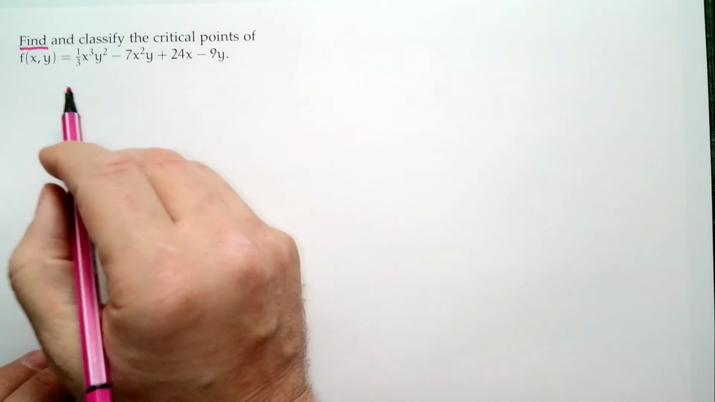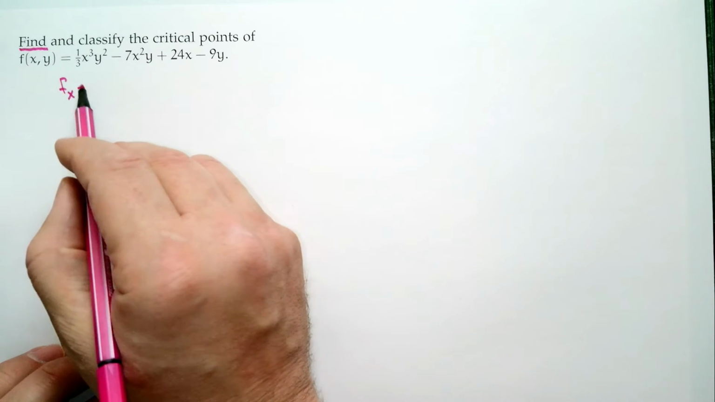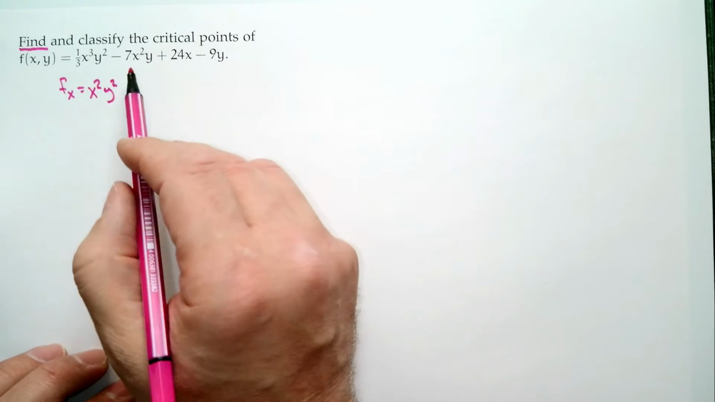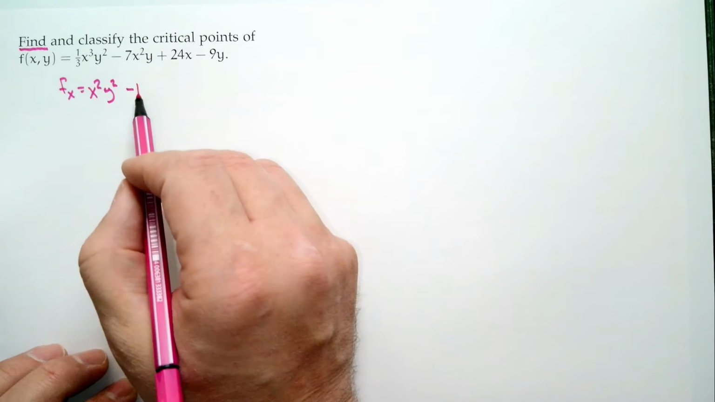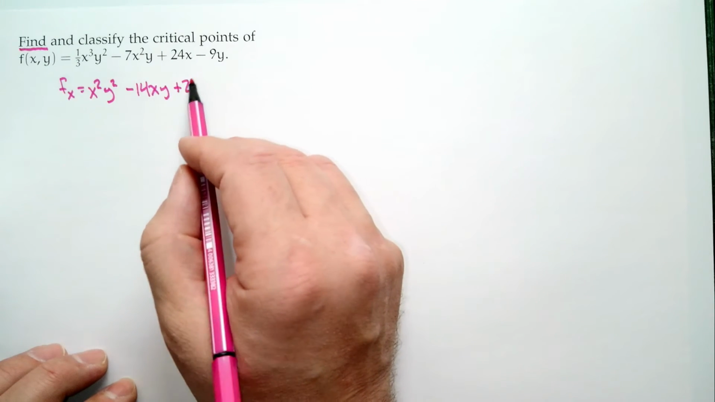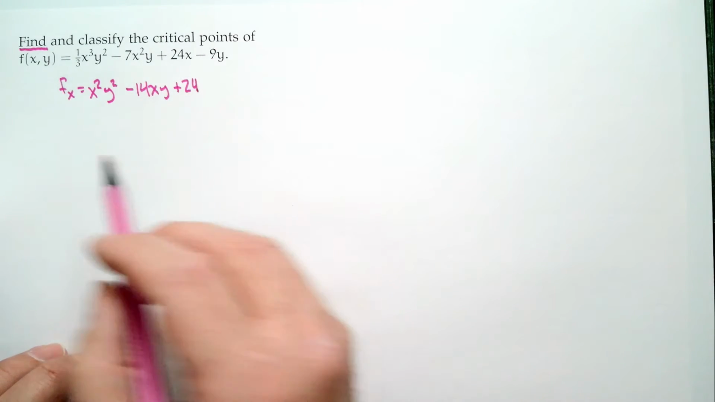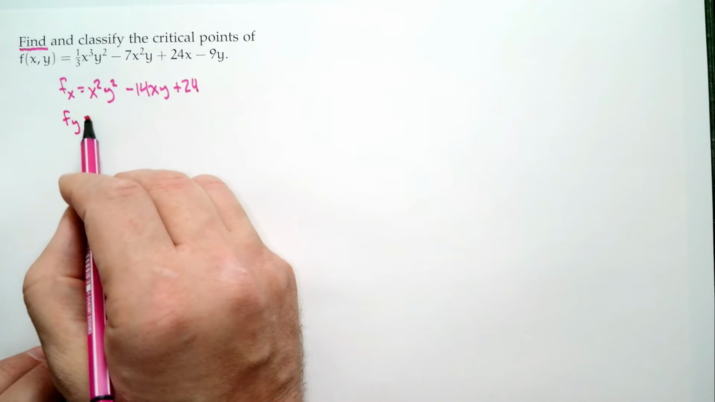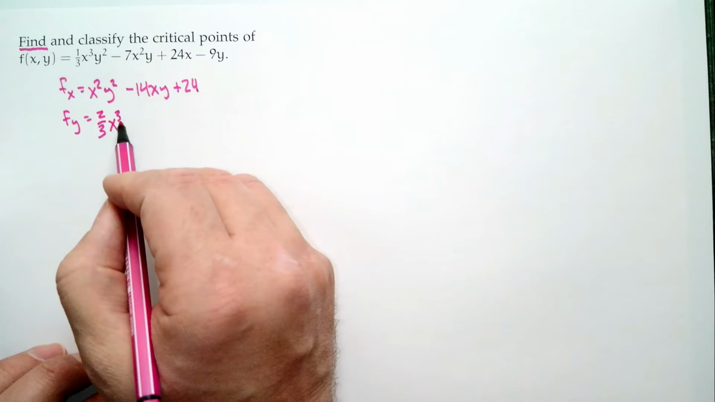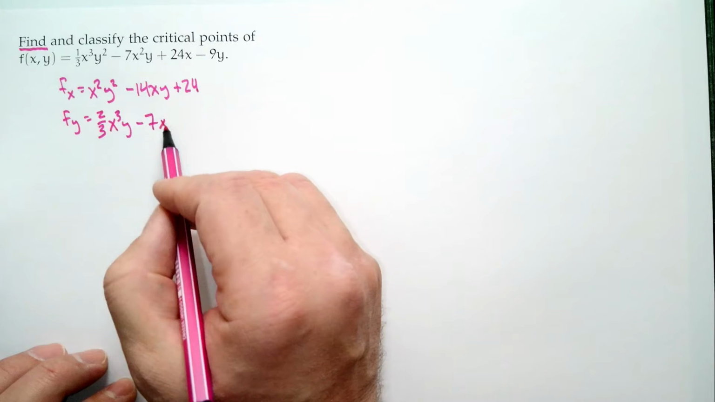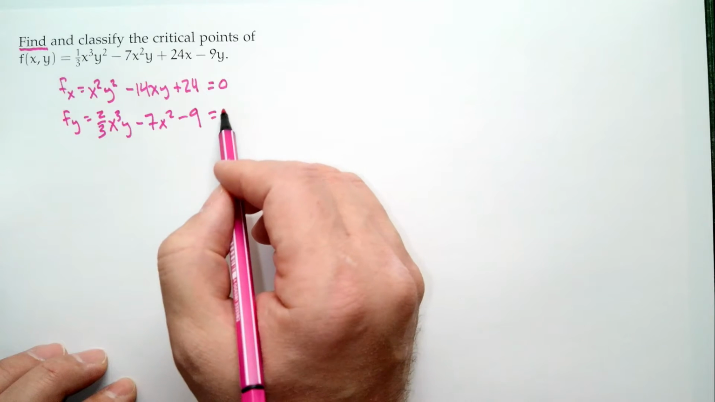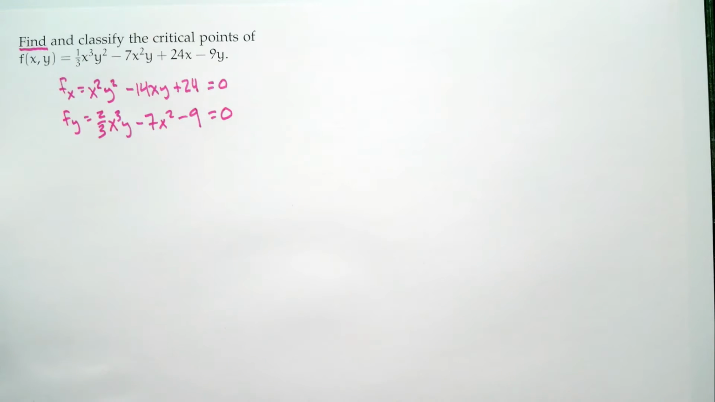So in our case, we would have f sub x, the derivative with respect to x. Well, we'd get x squared y squared. Go to the next term, minus 14xy. Then to the last term, plus 24. And then the 9y goes away. And then f sub y, well, that would be 2/3 x cubed y minus 7x squared minus 9. So you take the partial derivatives and you set them equal to 0. Okay, so that's how you always start.